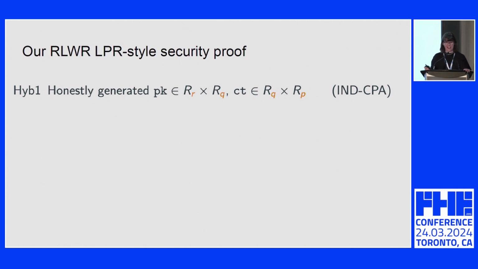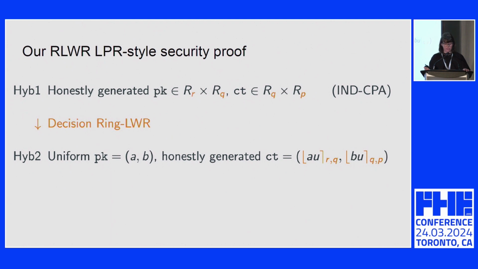Okay, so how do we have to change this in the learning with rounding setting? Again, highlighted in orange are the things that are a little bit different. So we have an honestly generated public key and ciphertext. This is the IND-CPA game. And then we can use decision ring learning with rounding in the same way, just using learning with rounding instead of learning with errors, because the public key is a learning with rounding sample. And we have our honestly generated ciphertext.